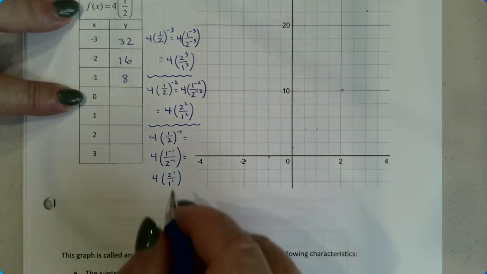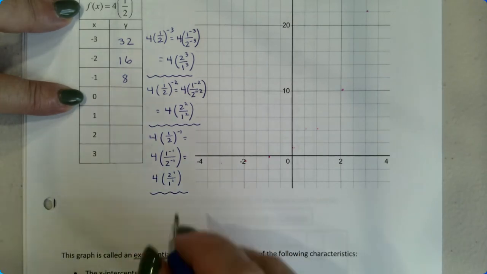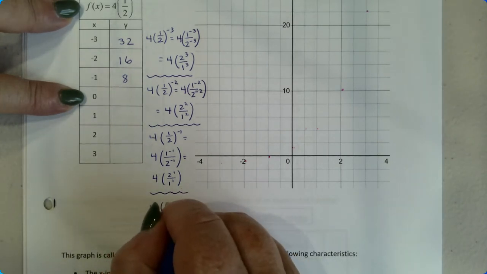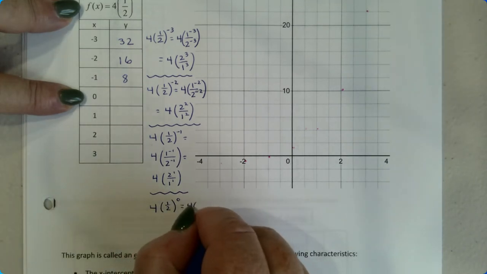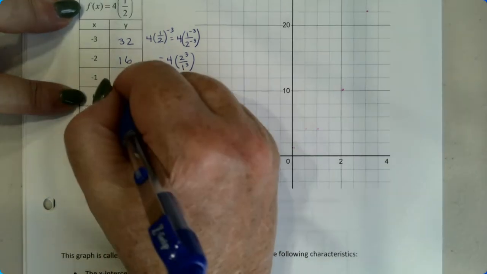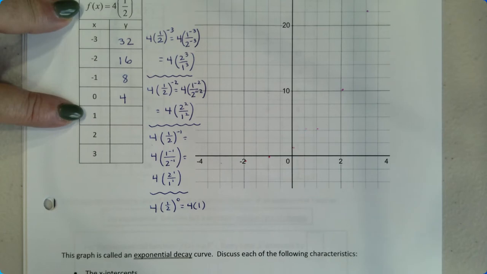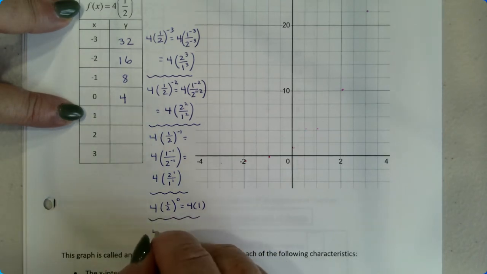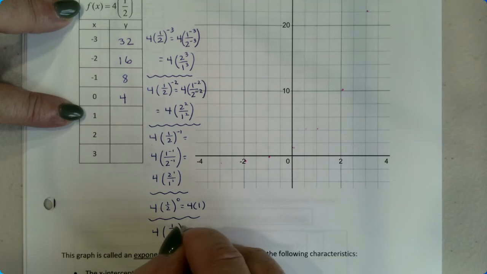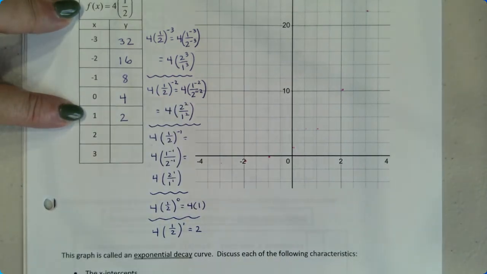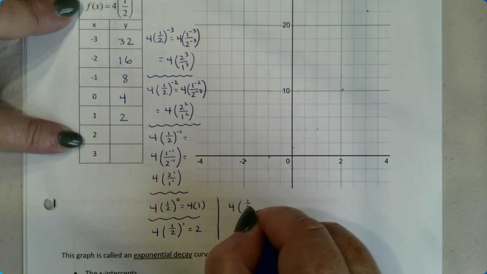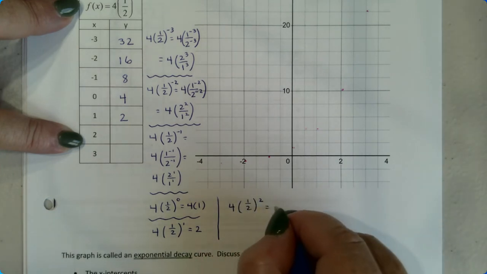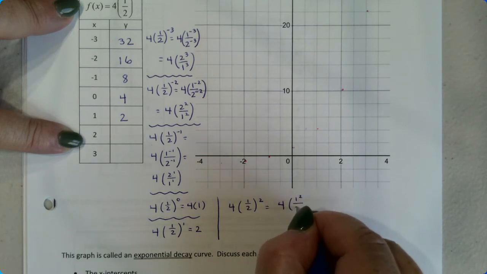All right, I'm kind of happy to see that 0 because I think that one's going to go a little easier. If I plug in x equals 0, 4 times 1/2 to the 0 power is just 4 times 1, so that's 4. When x is 1, 4 times 1/2 to the 1st, 4 times 1/2 is 2. Getting there. 4 times 1/2 squared is 4 times 1 squared over 2 squared.